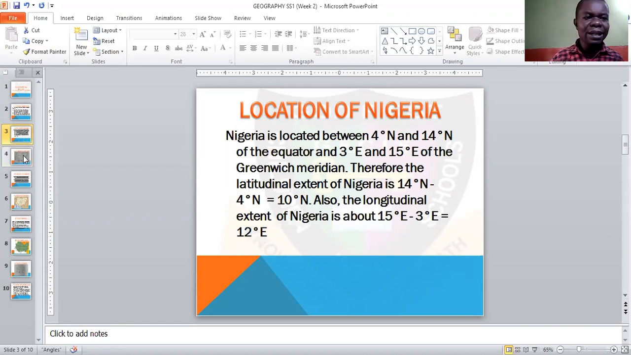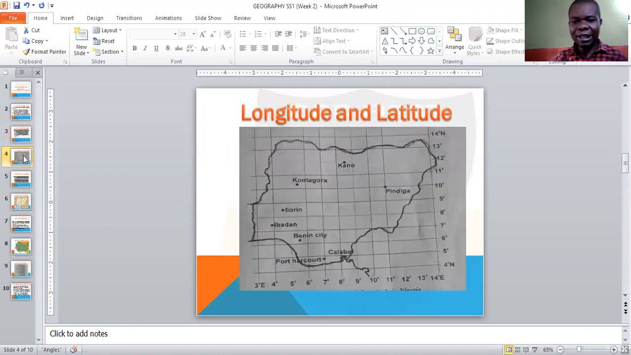We look at that here. This is the longitudinal extent. Then this is the latitudinal extent, 4 to 14. 14 minus 4 will give you that latitudinal. This is the latitude and this is the longitude of Nigeria. East and then north. This is the latitude and the longitude of Nigeria.